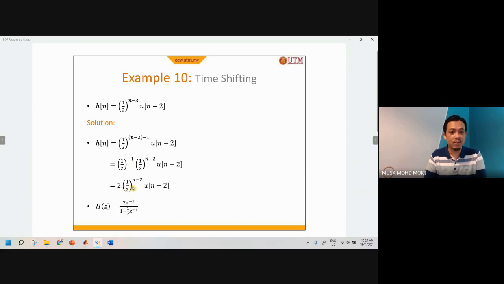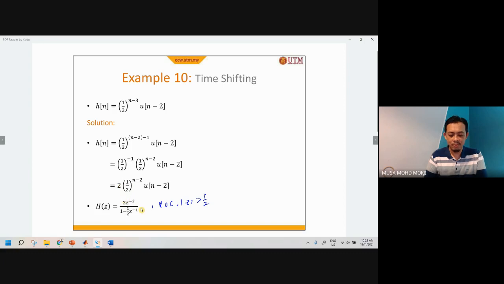So then you have this. And what is your alpha? Your alpha is 1 over 2. So this is 2, and this is delayed by 2, so you need to multiply by z to the power of minus 2. Your alpha is 1 over 2, so this is 1 over 2. ROC is supposed to be z greater than 1 over 2.